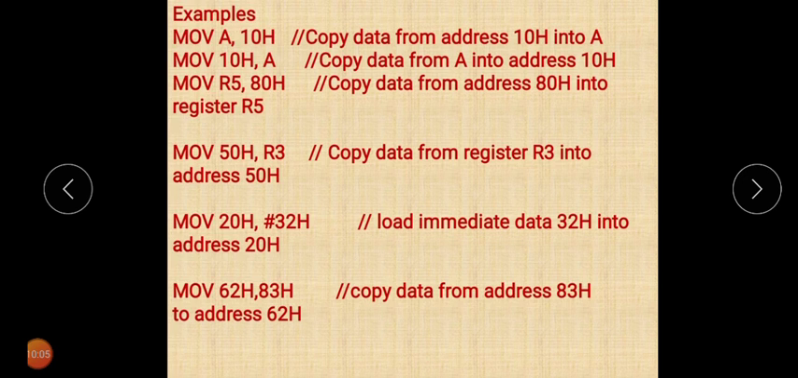This is one thing we have to remember while using different addressing modes. One more example we will see. MOV 50H, R3, that is copy the data from the register R3 to memory location 50H. So we are using or accessing the data using memory locations in direct addressing mode.